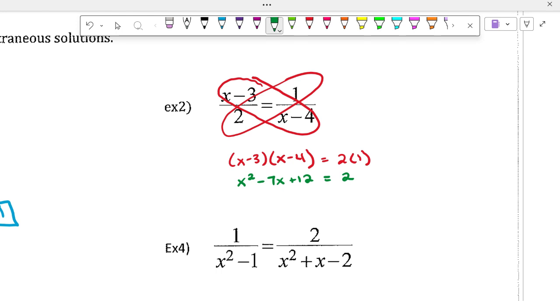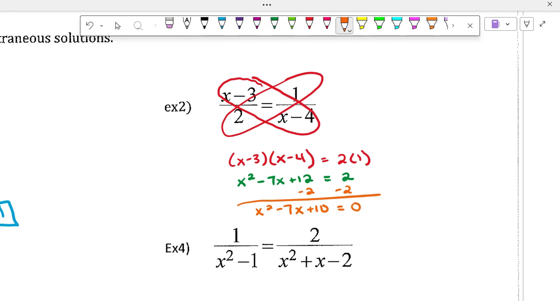So to solve a quadratic, what do we have to do first? Move the 2 to the other side, so I get one side equal to 0. So I have x squared minus 7x plus 10 is equal to 0.